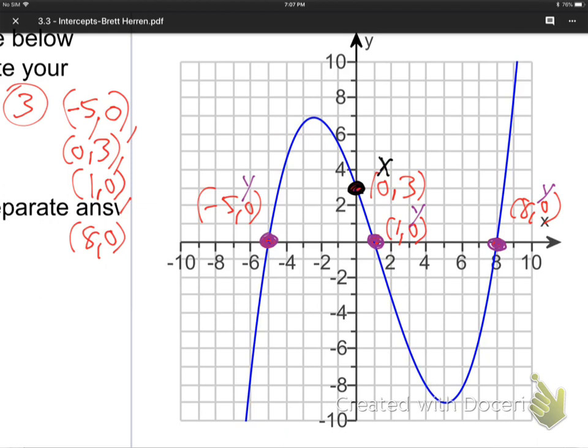So basically, if you're on one of the axes, your other number is 0. If you're on the x-axis, your y-coordinate is 0, because you're up 0. Your height is 0. Whereas if you're on the y-axis, your x is 0, because your sideways is 0. And we're going to use that.